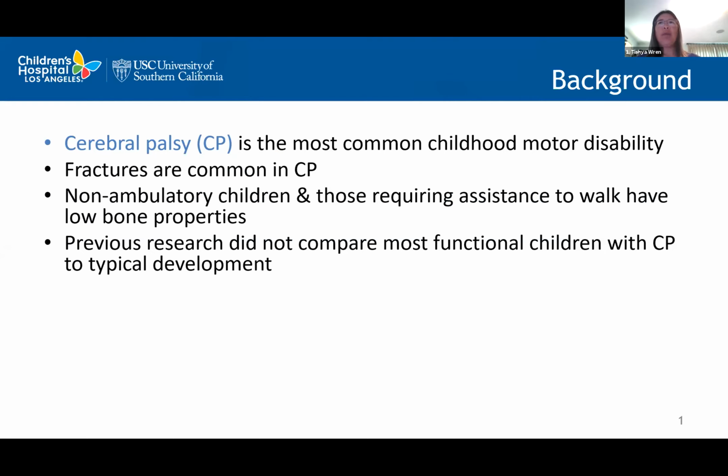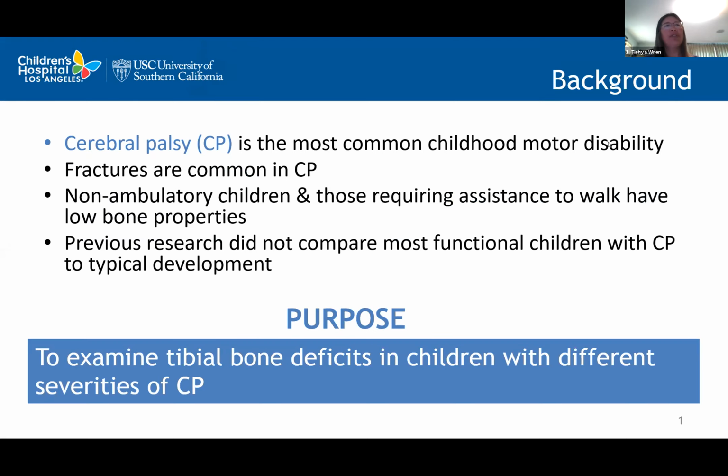Cerebral palsy is the most common motor disability originating in childhood, and fractures are common in both children and adults with CP, including in the lower extremity long bones, which are not a common site of fracture in typically developing children. It's been shown previously that non-ambulatory children and those requiring assistance to walk have low bone properties, but previous research did not compare the most functional children with CP to typical development. Therefore, the purpose of this study was to examine tibial bone deficits in children with different severities of CP, including the most functional independently ambulatory children.